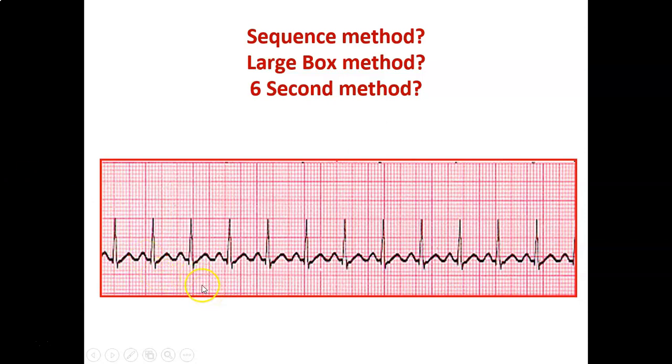Look at this rhythm strip. Again, this is regular, so any of the methods you can apply. For example, the large box method, which is the most commonly used method and most favorite method of healthcare professionals. If you see this R wave falls on the thick line, so 1, 2, so 2.5. So 300 divided by 2.5, approximately 120, 125, 130 beats per minute.